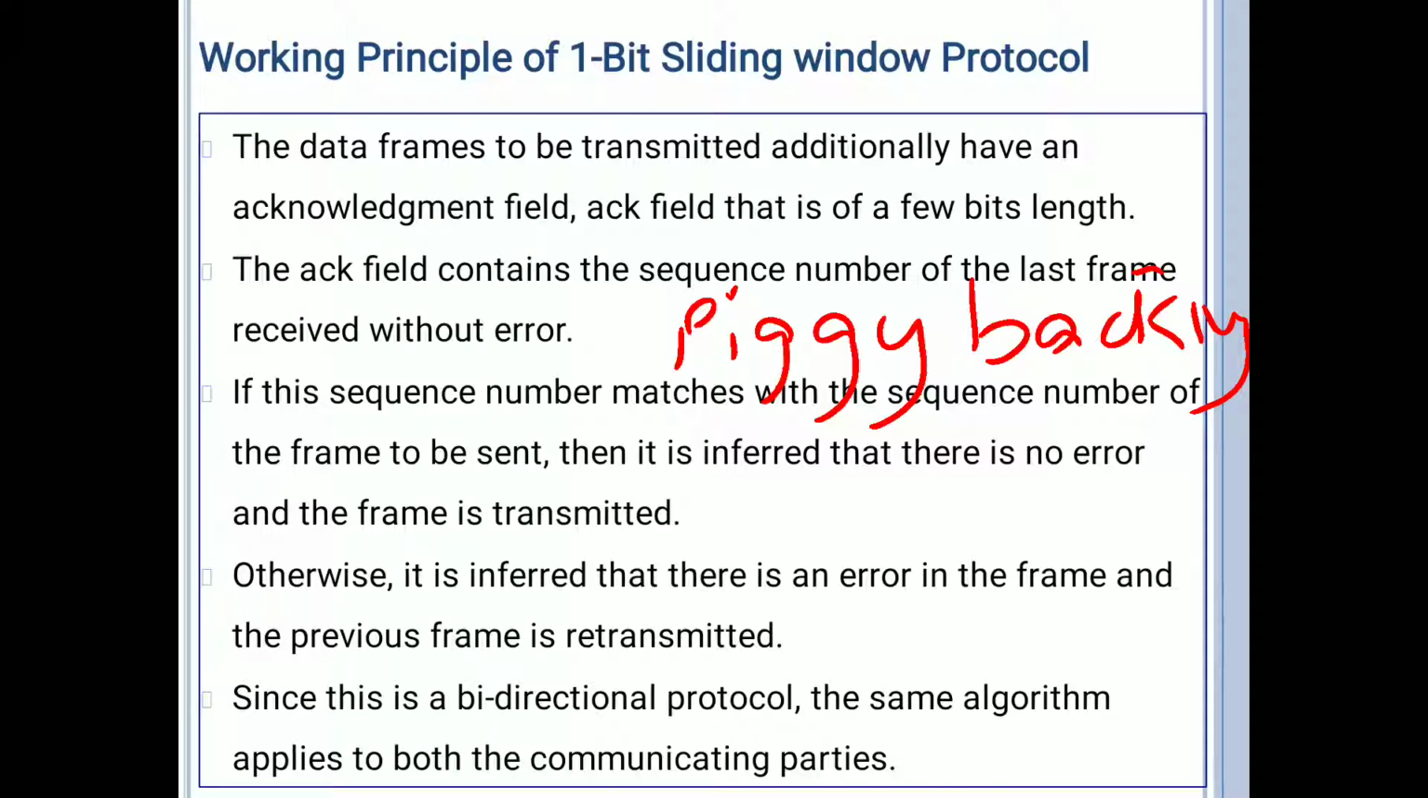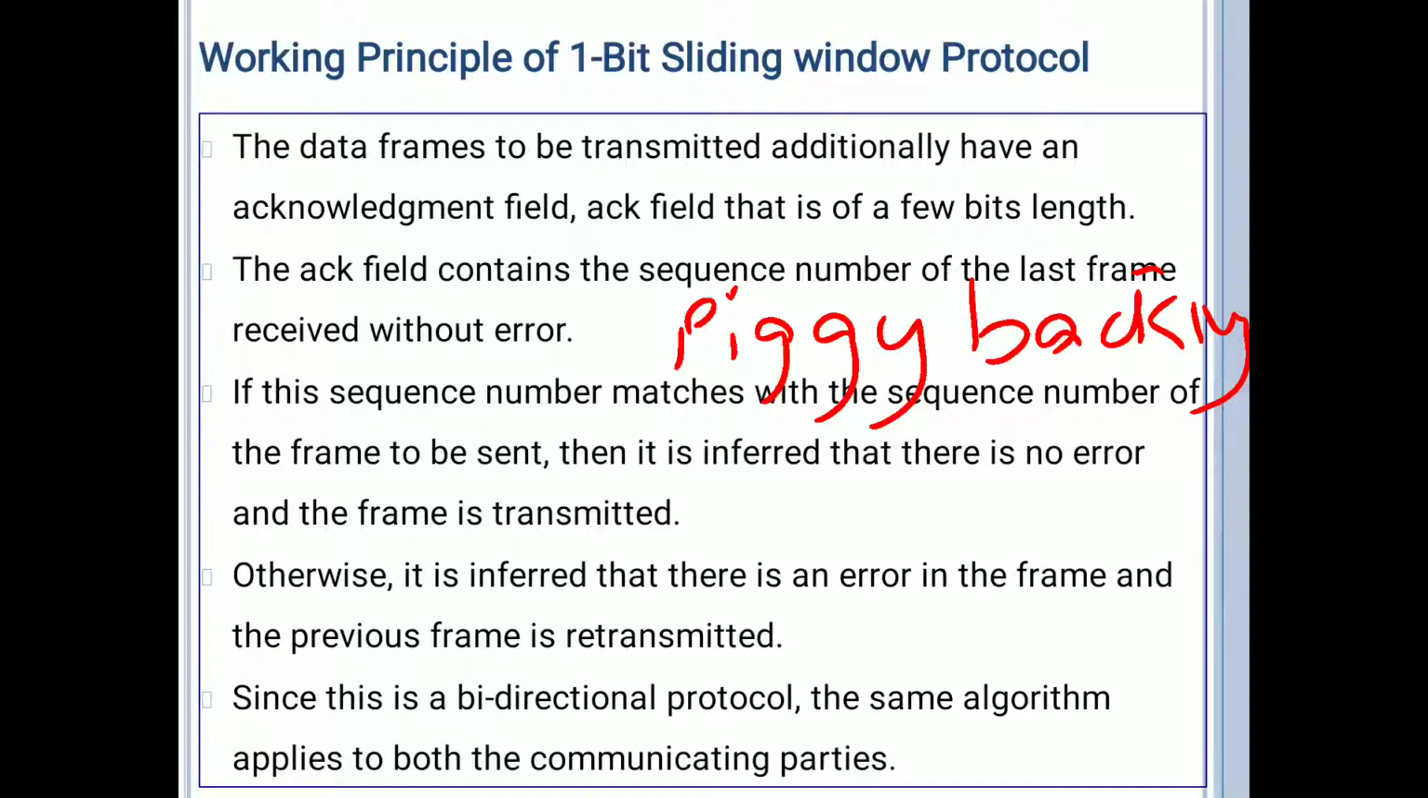Since this is a bidirectional protocol, the same algorithm applies to both the communication parties. Communicating parties is nothing but the sender and the receiver. So both apply the same bidirectional protocol. Bidirectional protocol means this one: data, acknowledgement and sequence number. All these three items will be sent to the receiver side.